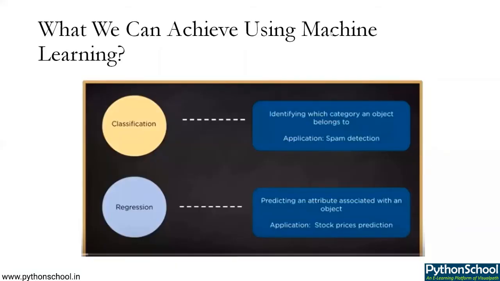What can we achieve using machine learning? Identifying which category an object belongs to, also called classification. The example of classification could be spam detection. Predicting an attribute associated with an object. An example could be stock prices prediction. This comes under the category of regression. We will explore all these things in detail.